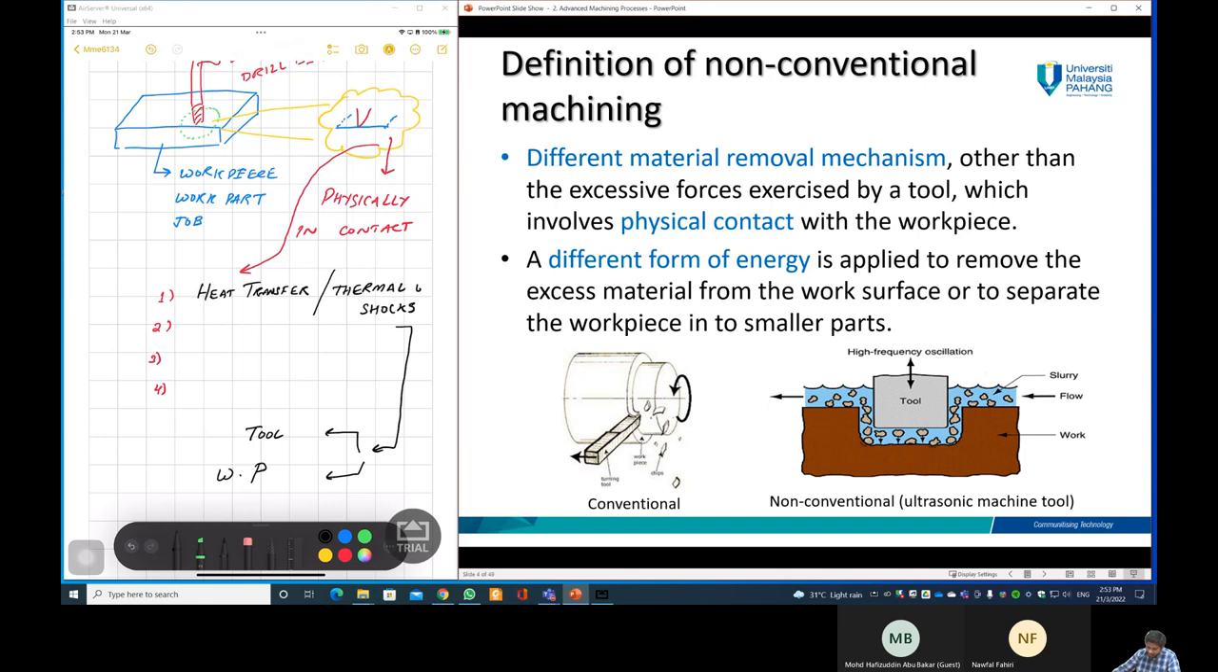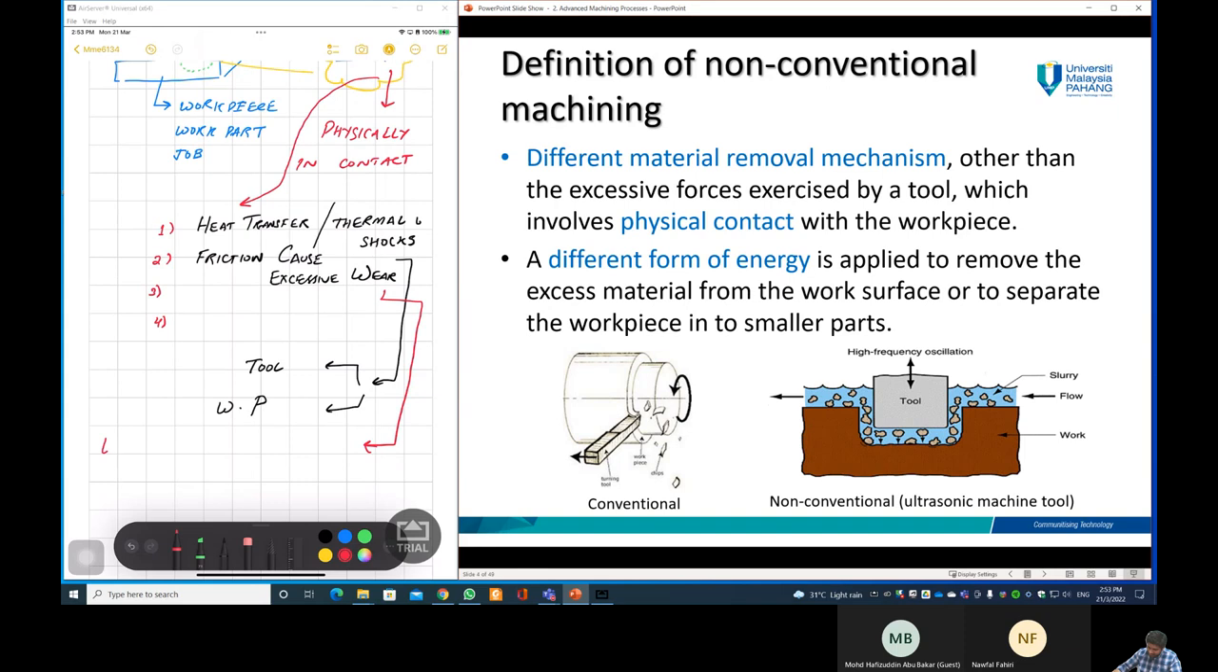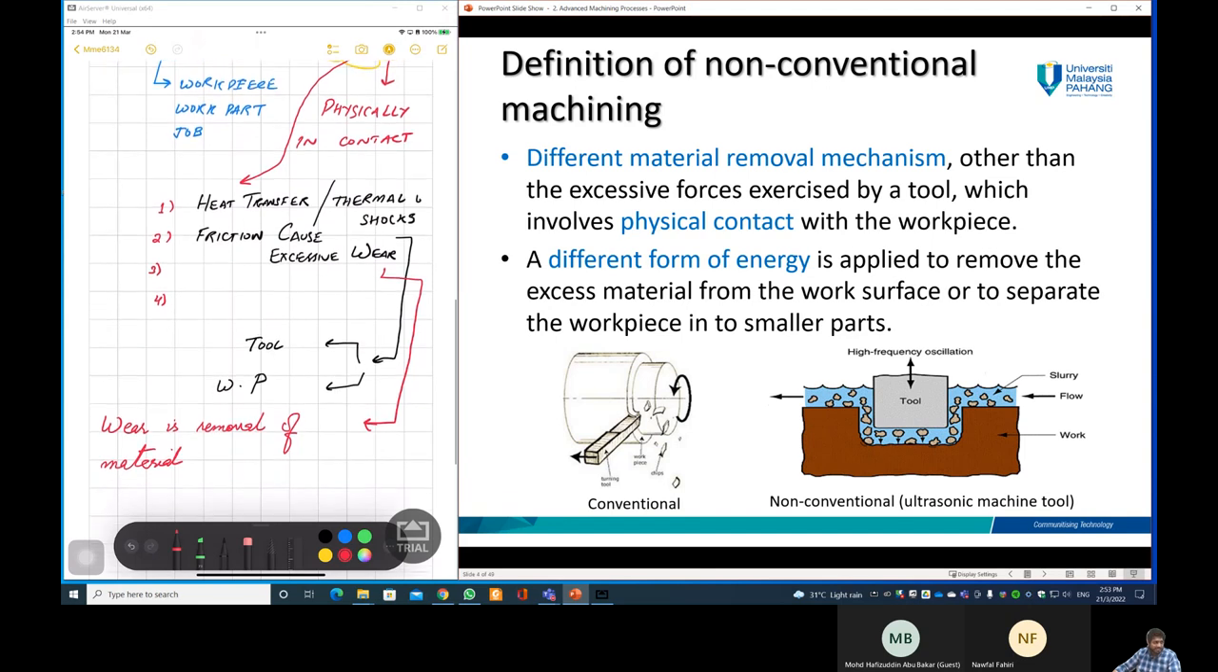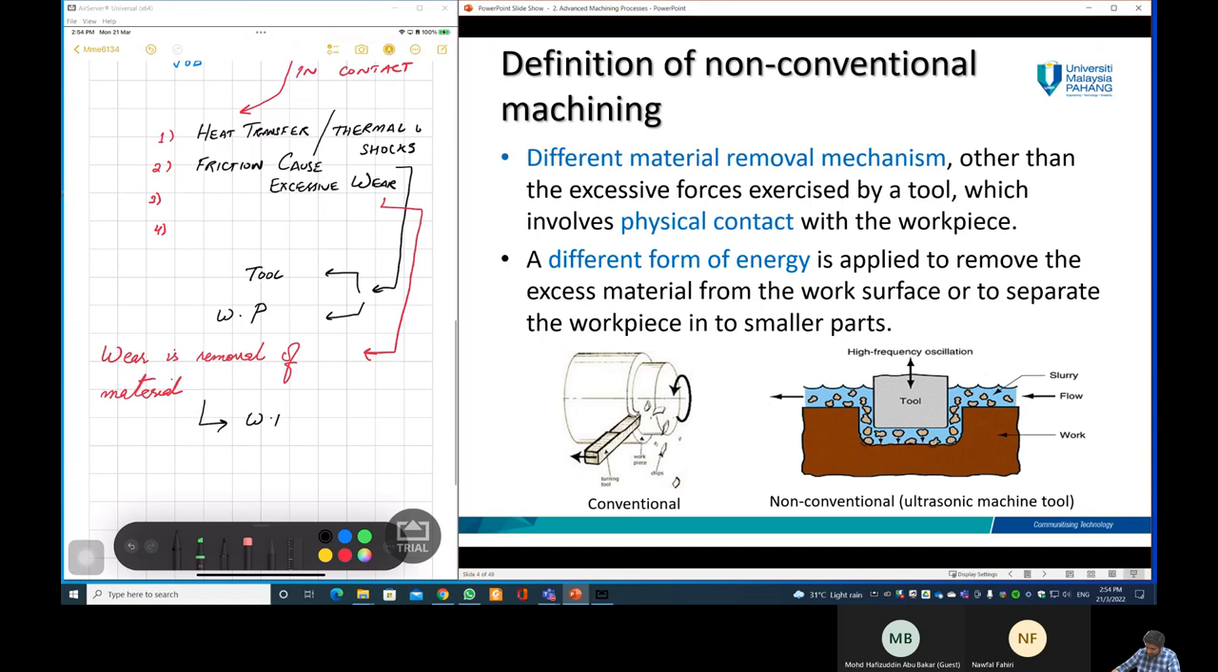Another issue is that because of contact, friction occurs between two materials. When friction occurs between two materials, it causes excessive wear. Now, the definition of wear is removal of material. So we are going to analyze the wear or removal of material for both the workpiece and the tool.